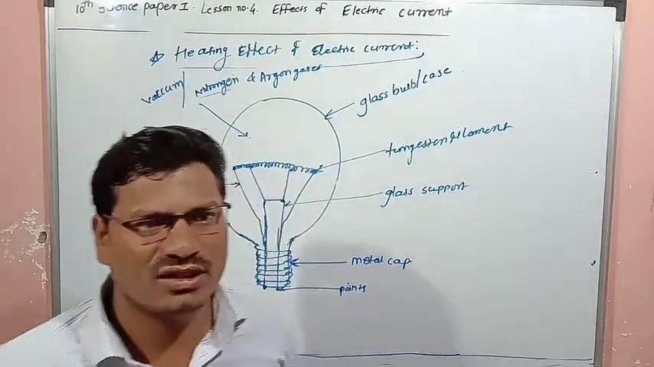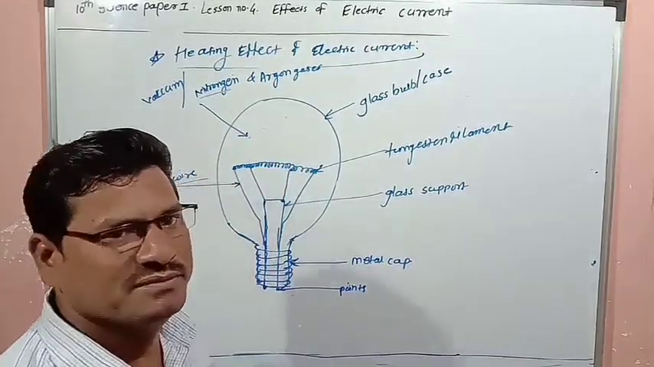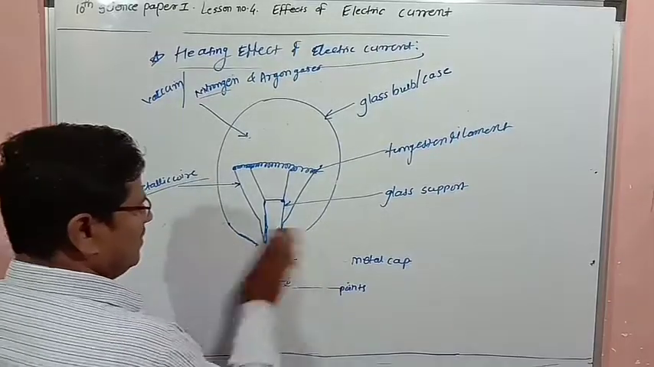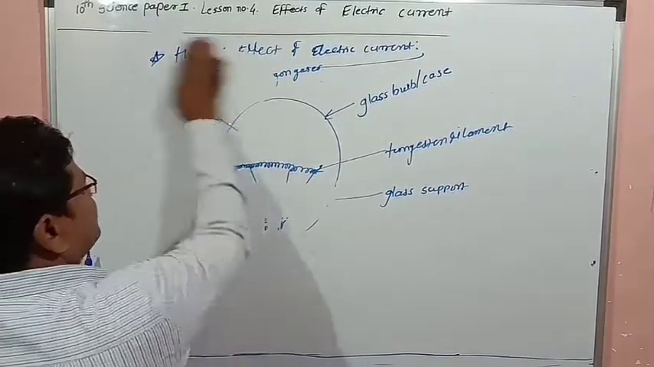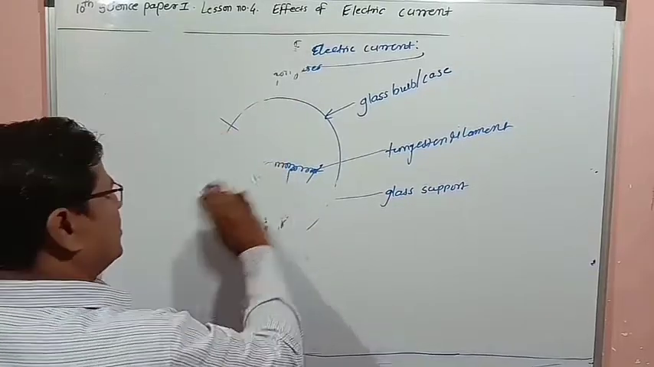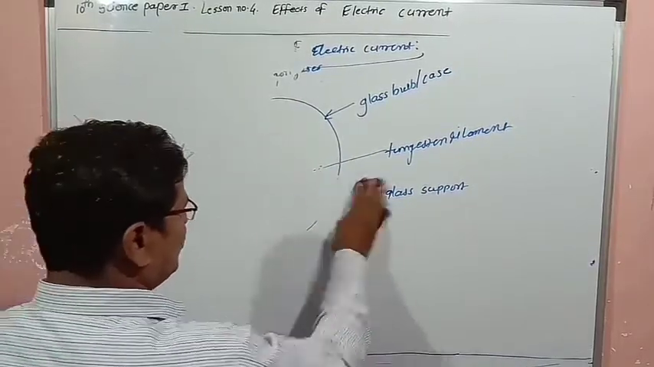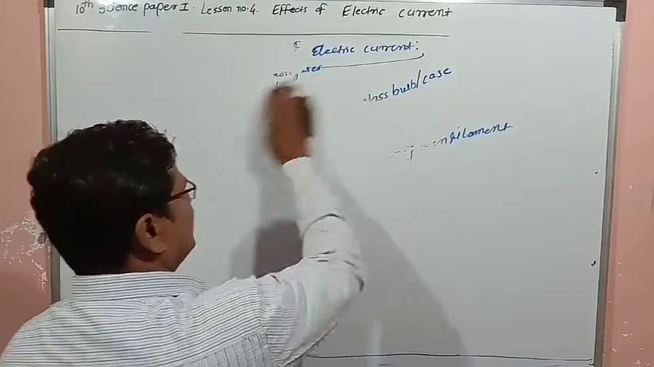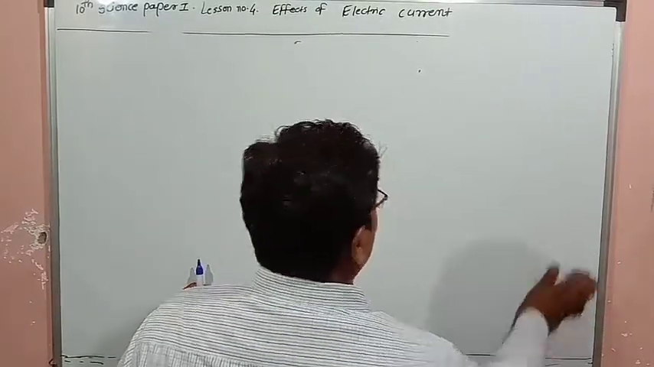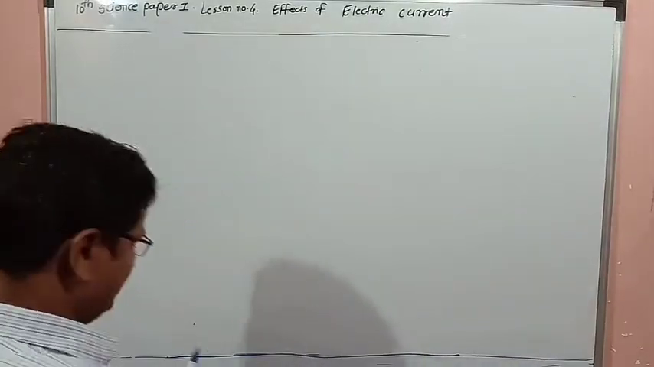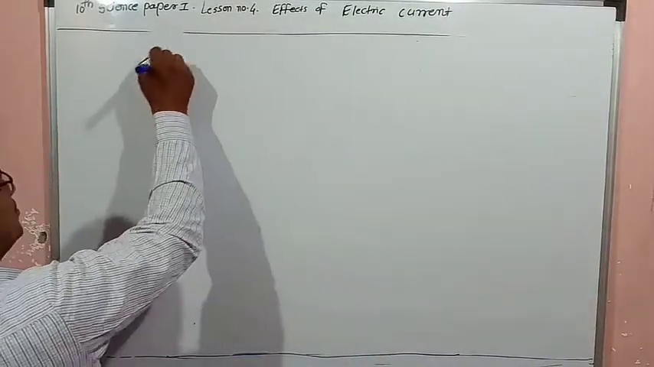So the next thing we are going to learn is the magnetic effect of electric current. Before that, two more points we have to study. The first one is short circuit.